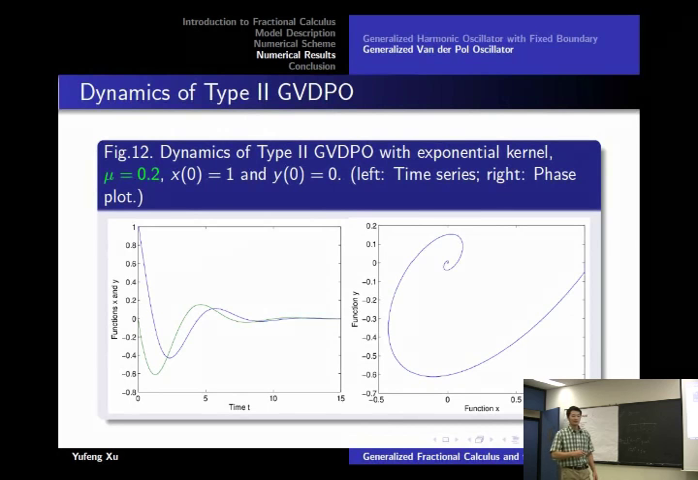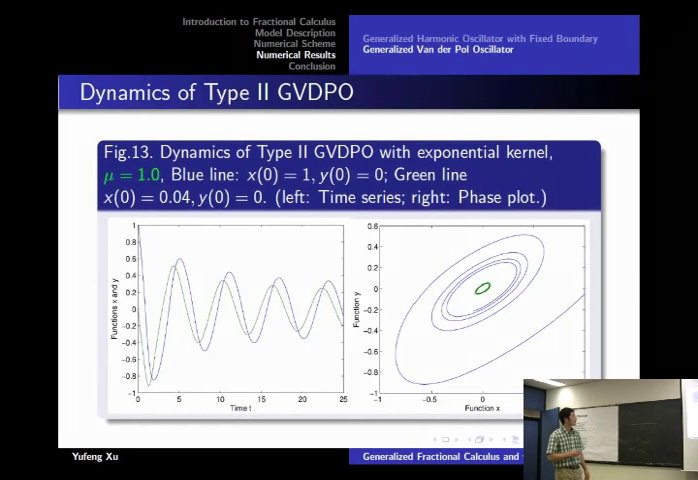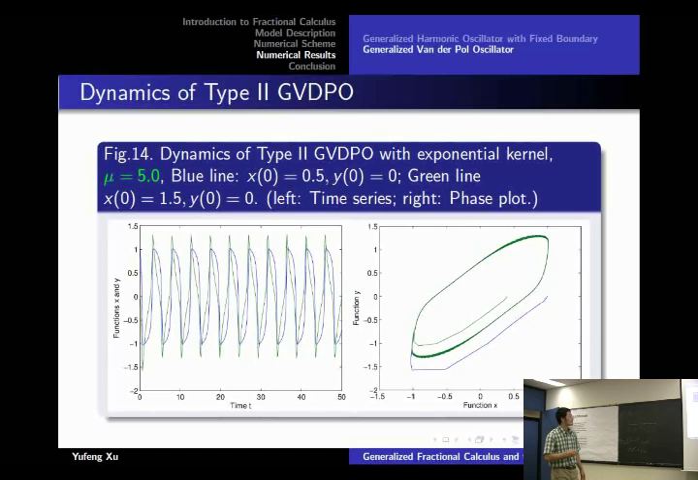What alpha did you choose here for the fractional operator? Alpha equals 0.9. And over here, this is not the limit cycle again. I just show the finite time because it converges to 0 so slowly. And when mu equals 5, then finally we get the limit cycle. So it's a little bit different. I am just reporting the phenomenon here.